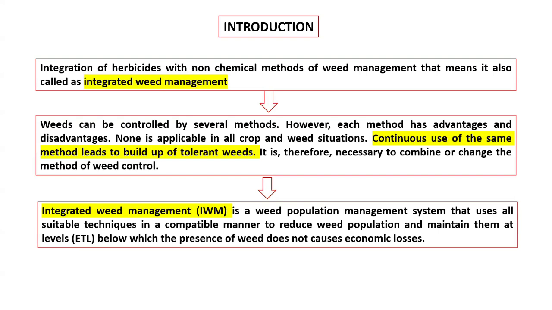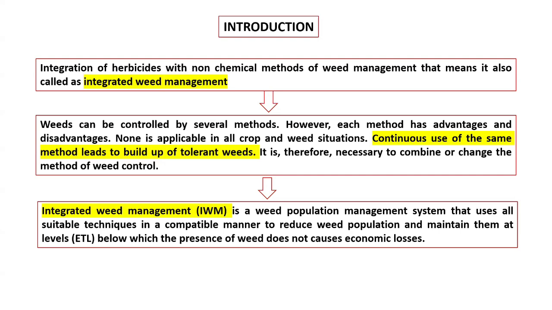Generally in this generation, lots of practices depend on the application of chemicals, because they are very easy to handle. But the dangerous factor is that weeds can develop resistance against these chemicals. So we require to use methods combinedly. This concept is called integrated weed management. Integrated weed management, we can say, is a weed population management system.